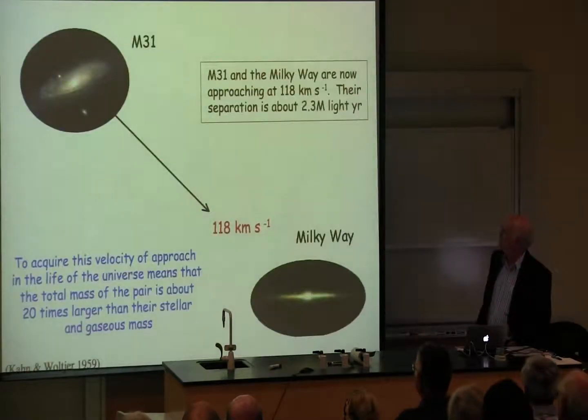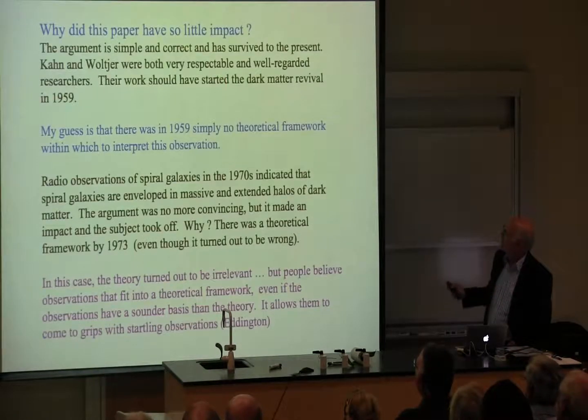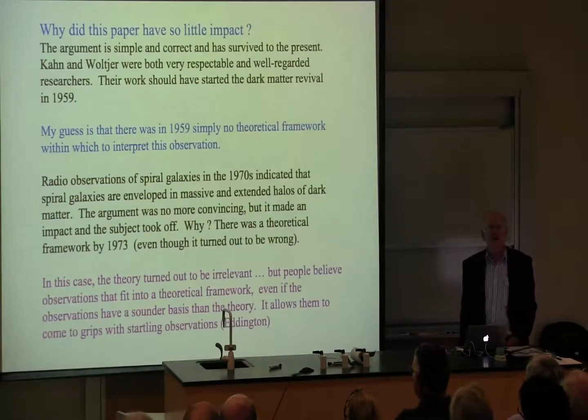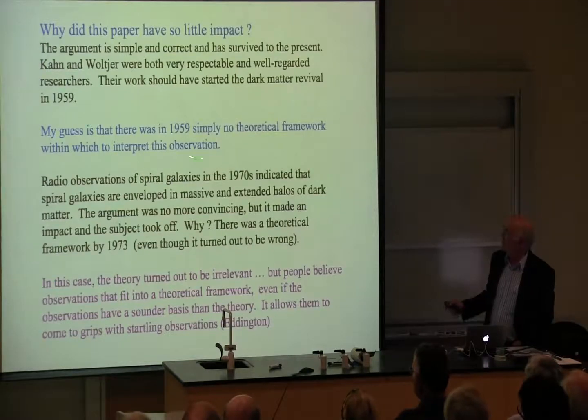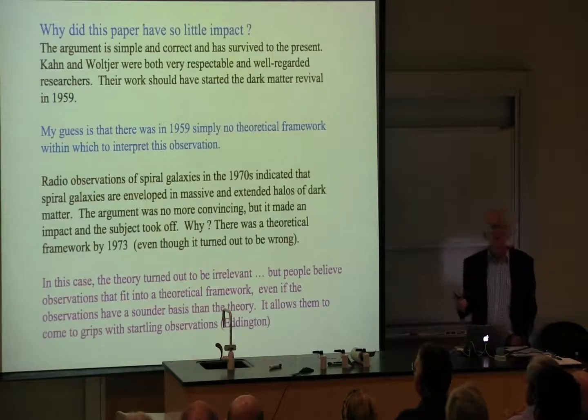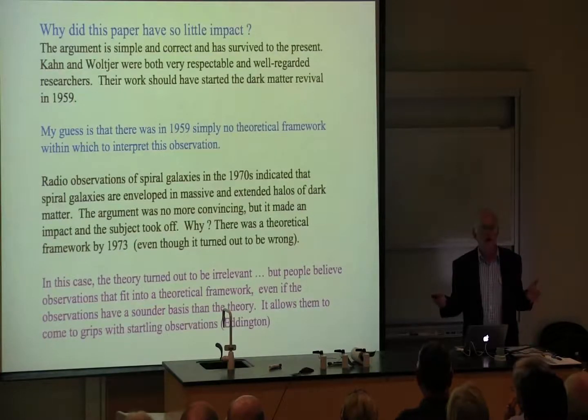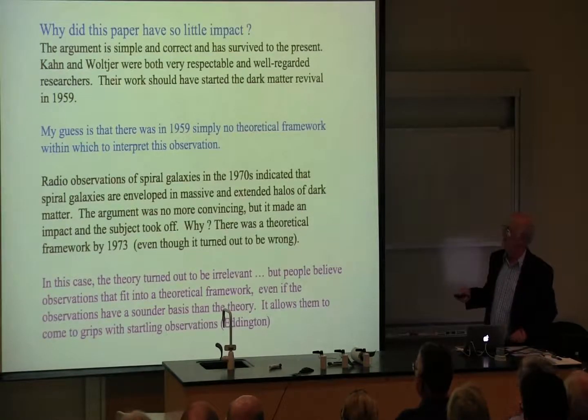And that's curious, because why did this paper have so little impact? Well, as I said, the argument's simple, correct, it survived to the present, very respectable, well-regarded researchers. It should have started the dark matter revival in 1959, and it didn't. And my guess is that, again, in 1959, there was just no framework in which to slot an observation like this. Somebody comes along and says, well, there's 20 times more mass in Andromeda and our galaxy put together than you thought. And you've just got no way of managing this information.